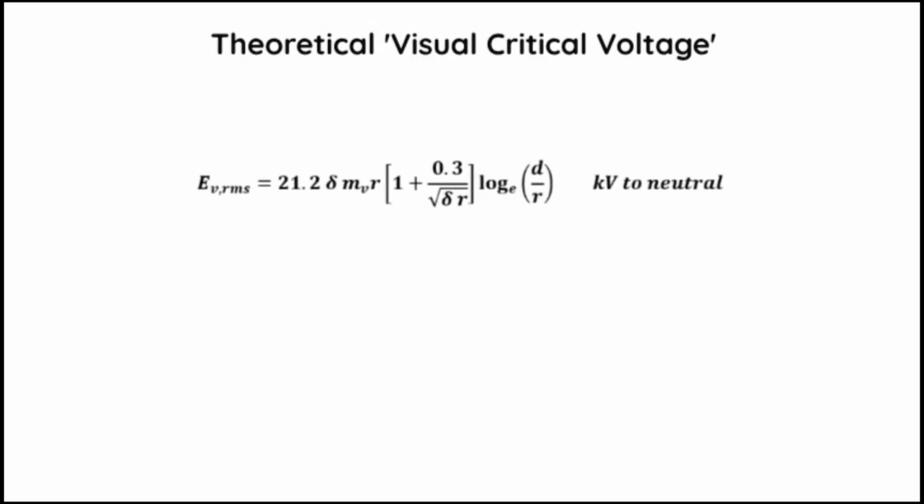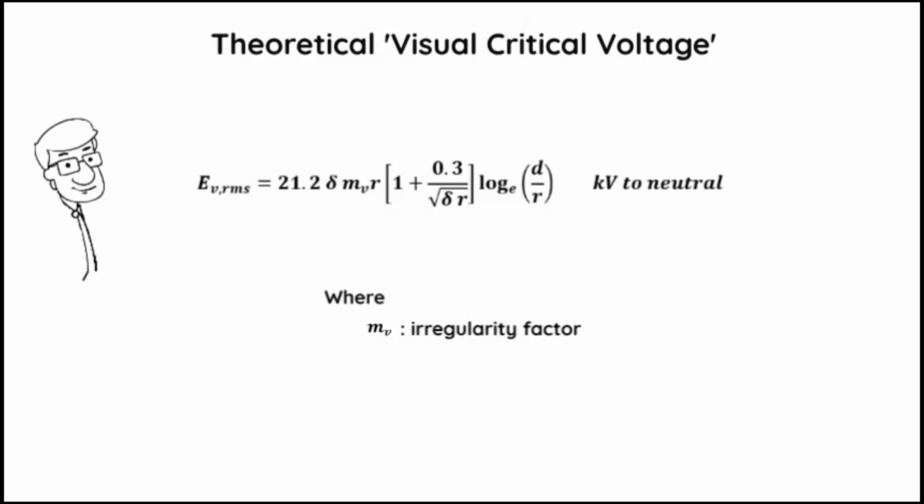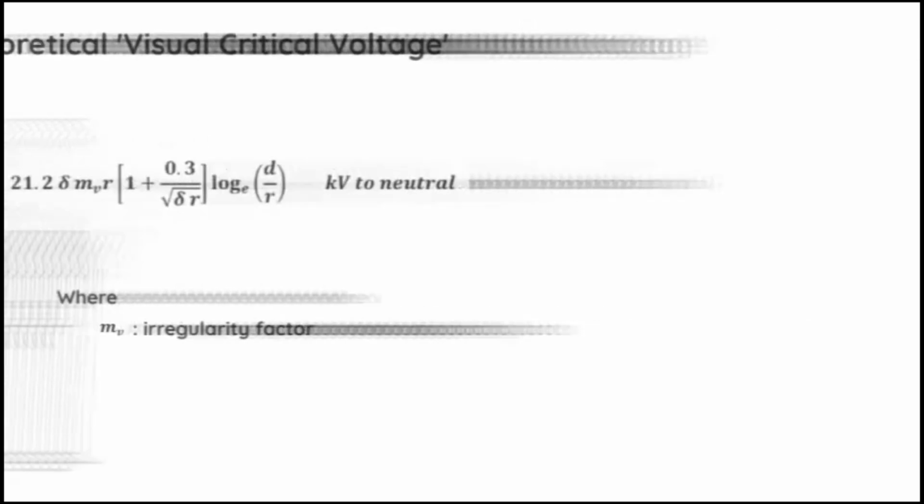Next, to calculate the visual critical voltage, we use this empirical formula. Here, a new irregularity factor MV is defined. The rest of the symbols have the same meanings as discussed previously. Now we can calculate the theoretical voltage values.